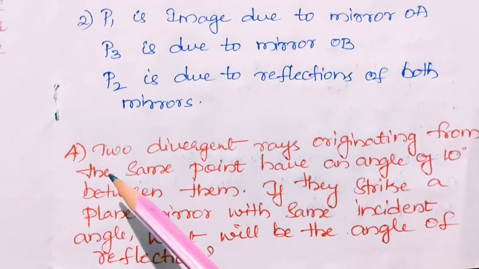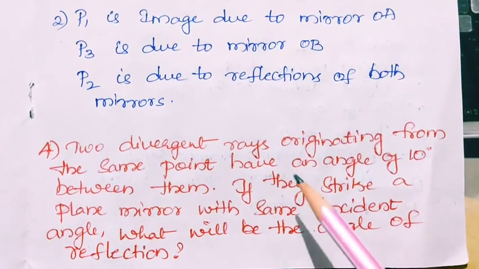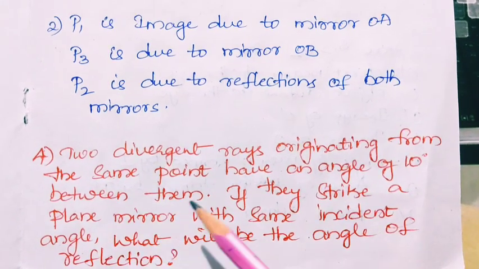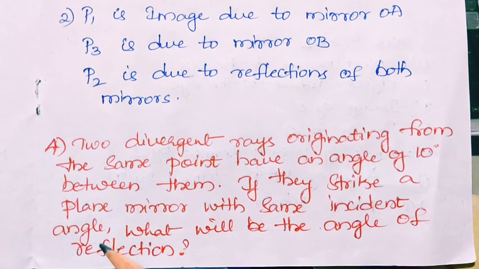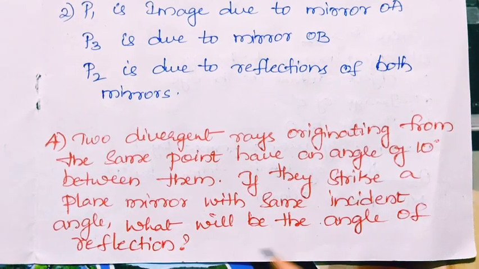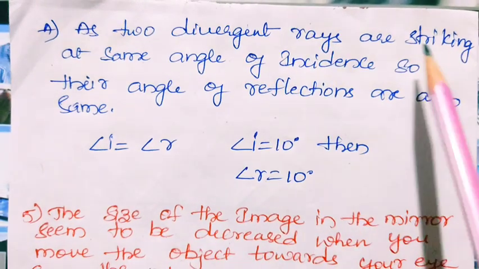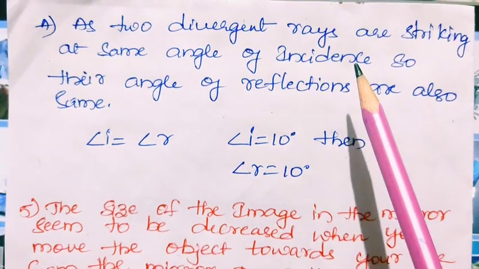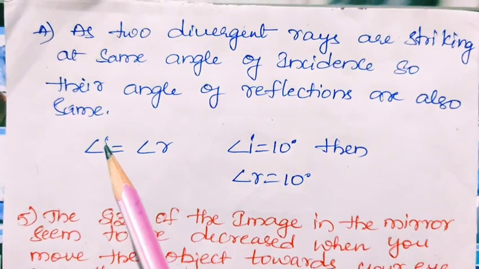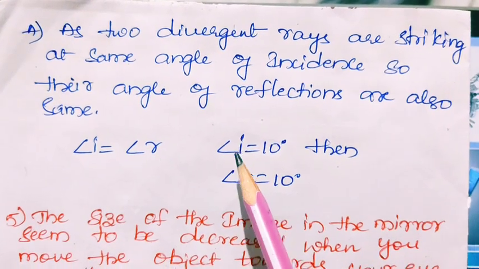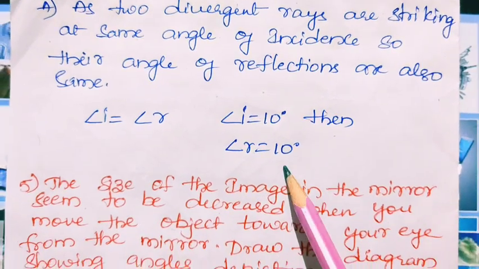Next question. Two divergent rays originating from the same point have an angle of 10 degrees between them. If they strike a plane mirror with the same incident angle, what will be the angle of reflection? As two divergent rays are striking at the same angle of incidence, their angles of reflection are also the same. Angle of incidence is equal to 10 degrees, then angle of reflection is also 10 degrees.